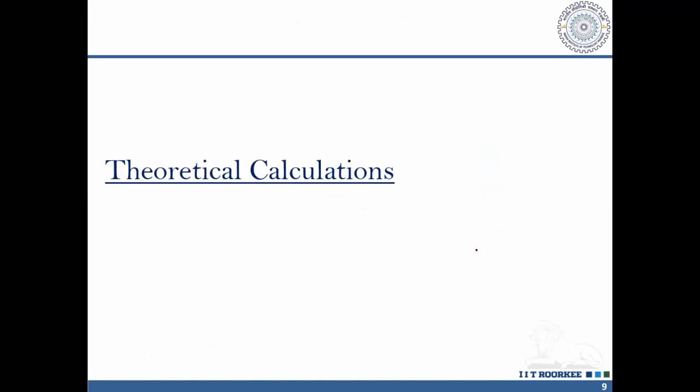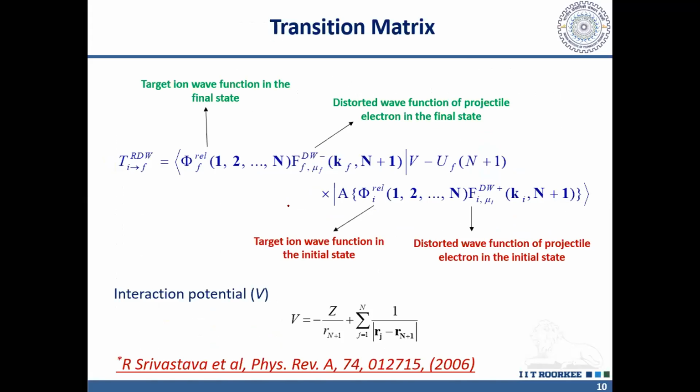Now, in order to calculate the electron impact excitation cross section, the required transition matrix is given by this expression. In this expression, phi I and phi F are the bound target ion wave functions in the initial state and in the final state. chi i and chi f are the distorted wave functions of the projectile electron in the initial state and the final state. V is the interaction potential.